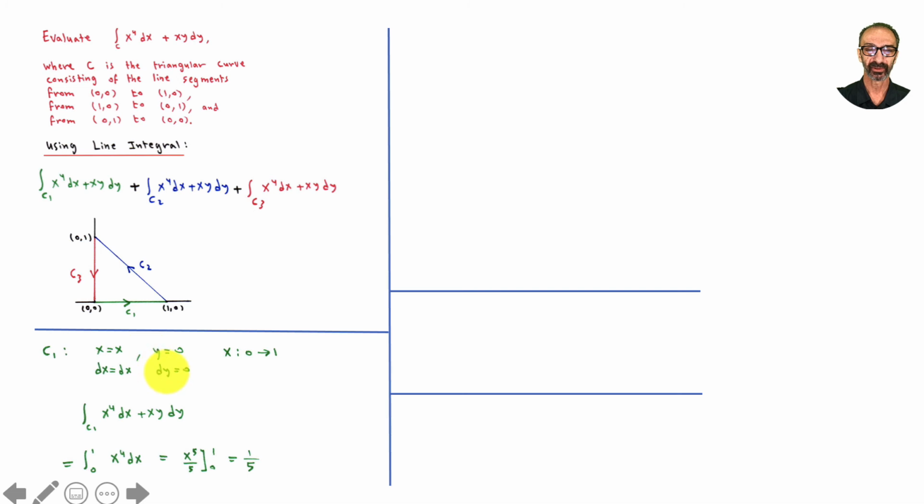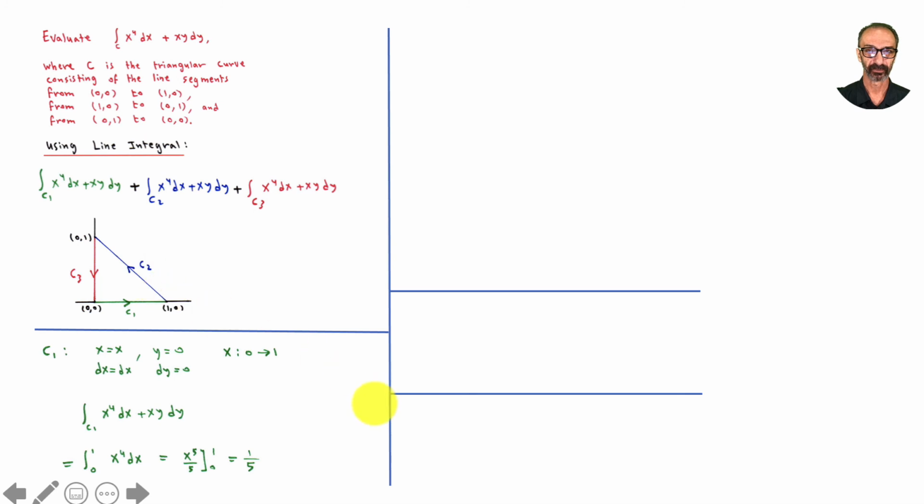y is 0, so delta y or dy is 0. So we end up with the following: x^4 dx plus xy dy. y is 0, this whole thing is cancelled, and that's what I have. From 0 to 1, because that's my parameter. Alright? So knowing that x goes from 0 to 1 is another hint to see which one is the parameter. And doing the math, I have 1/5.